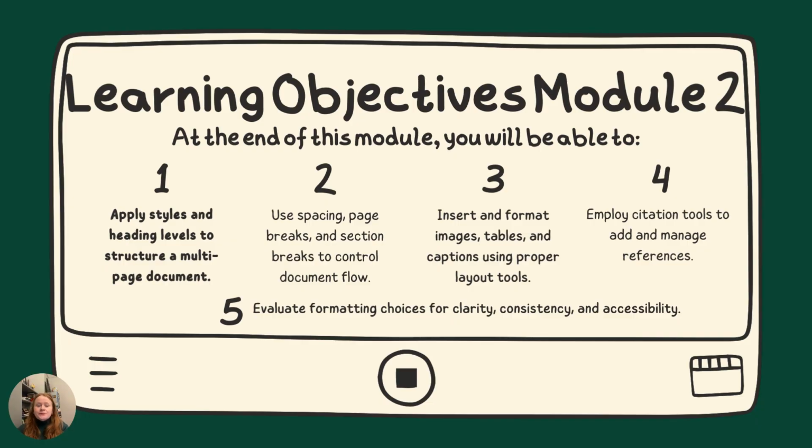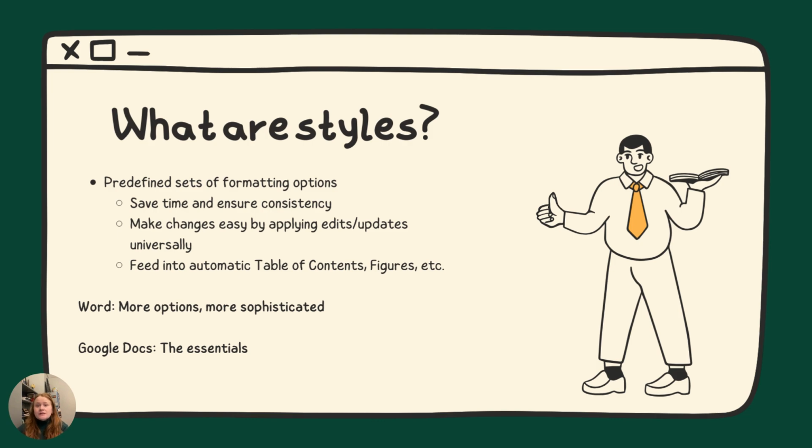And so right now, our learning objective that we're focusing on is applying styles and heading levels to structure our documents. And so you know what those words mean for sure, generally. You might not be familiar with them as specific things in Word or in Google Docs yet. And so by the end of this, you will be. So, starting out, what are styles?